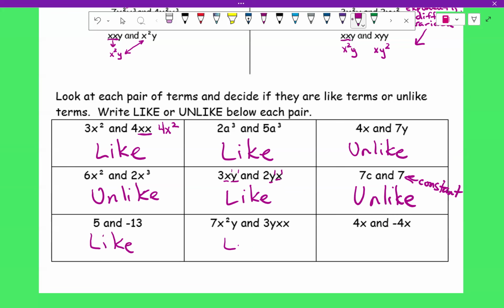Did you say like? Good job. Right? Because this is 3x squared y, 4x and negative 4x. Does it matter that one's positive and one's negative? Nope. All that matters is they have the same variable, x, and the same exponent, 1. So these are like. How are you doing so far? Try this one.